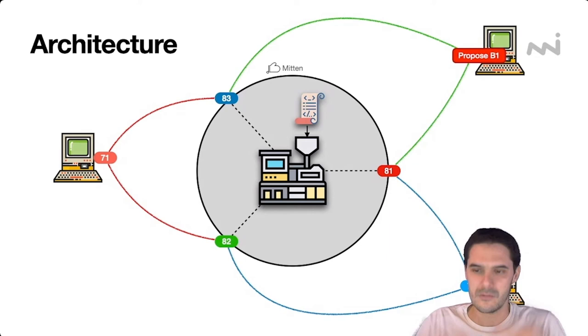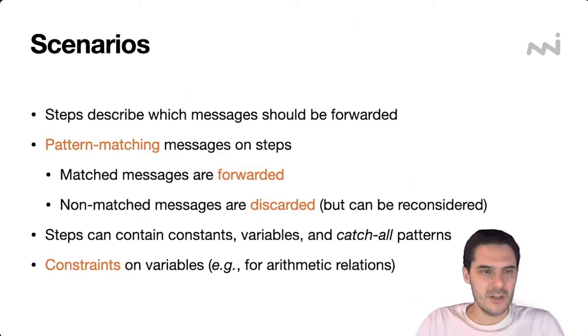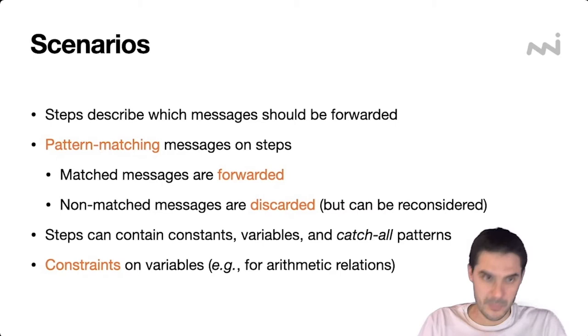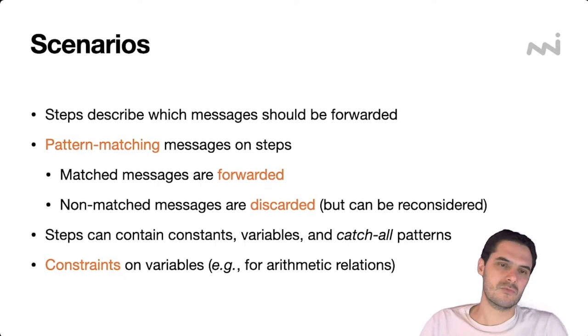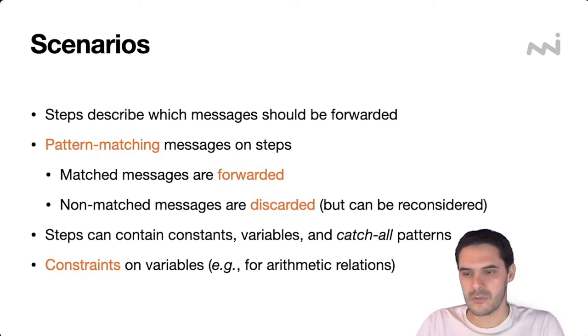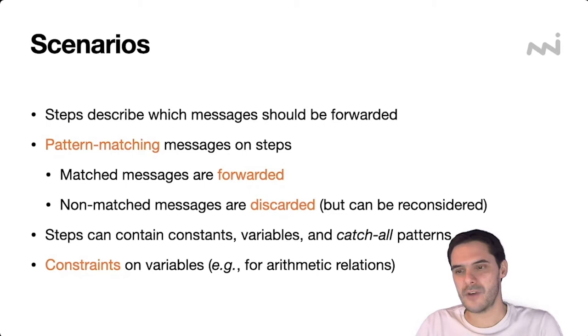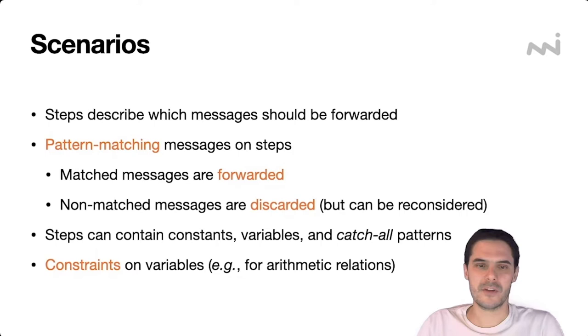the input scenario. So the scenarios are described as a series of steps which say which messages should be forwarded. And the playing of the scenarios works essentially by pattern matching these messages on the given steps of the scenario. So when a message is matched, it is forwarded, and messages that are not matched are discarded. But they are not really thrown away, we keep them for a little while, because they can be reconsidered under certain conditions. The steps can contain constants, which for instance are the name of a baker, or a level, or a round, or also variables, free variables, and catch-all patterns. We can also have constraints on patterns, for instance if we want to have arithmetic relations between variables that describe levels.